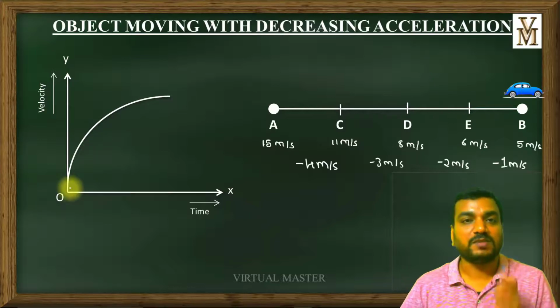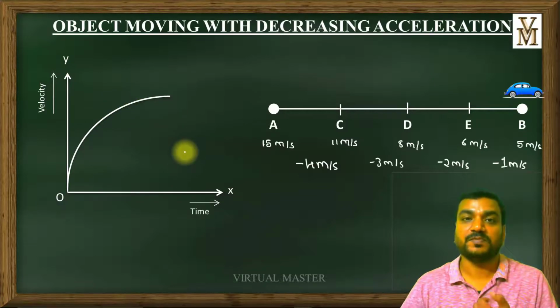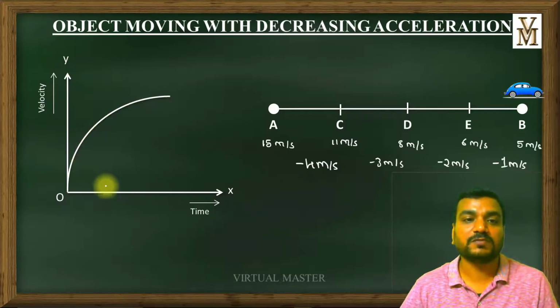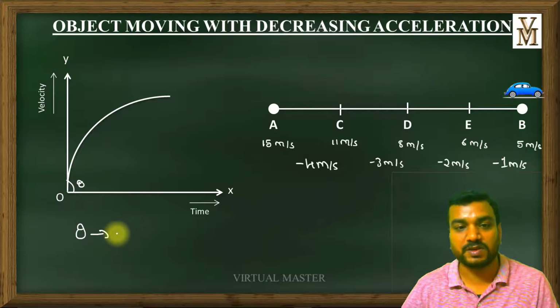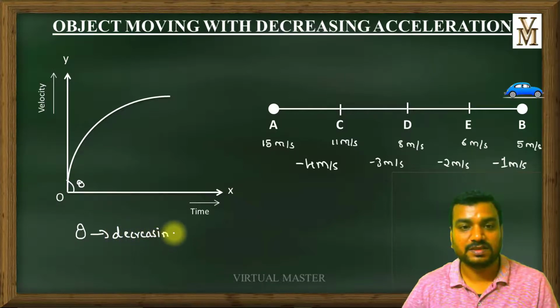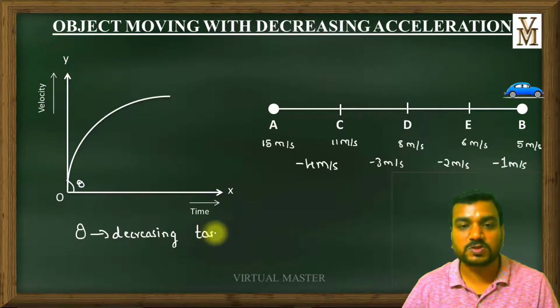The curve will be starting from the origin, and as the time increases the curve starts bending towards the x-axis, and the angle made by the curve with the x-axis, that is theta, will be decreasing with time. From the diagram we can easily make out that theta, the angle made by the curve with the x-axis, will be decreasing. And if theta is decreasing, naturally tan theta will also be decreasing, isn't it?